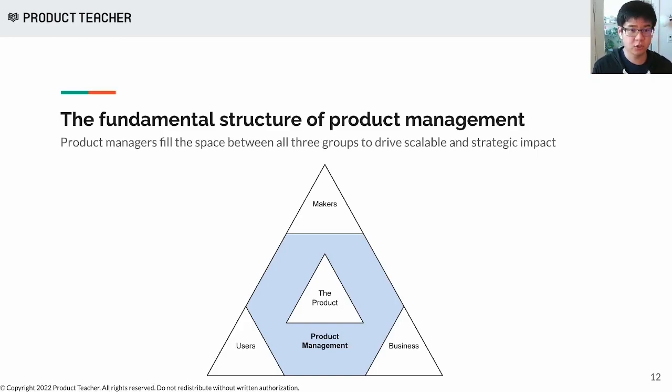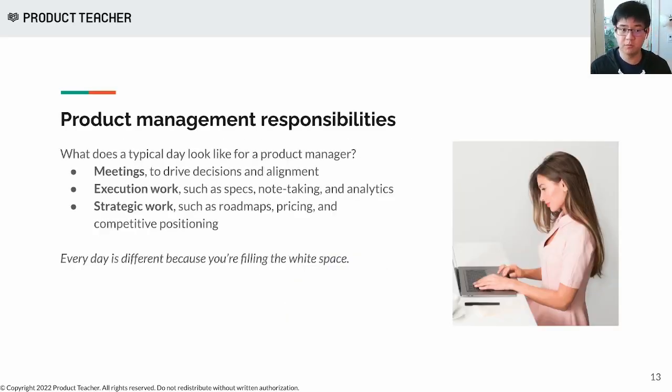So great, we now have a strong understanding of the theory of product management. What is the point of product and who are we serving? But what does product management actually look like day to day? What does that actually mean when we're working on the job? Well, first, what I can tell you is that product management can really be split into three core kinds of responsibilities: meetings, execution, and strategy.